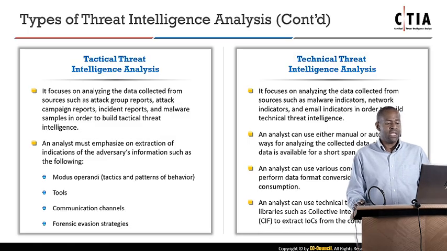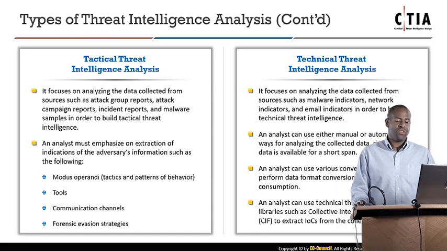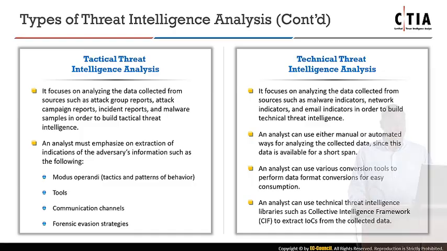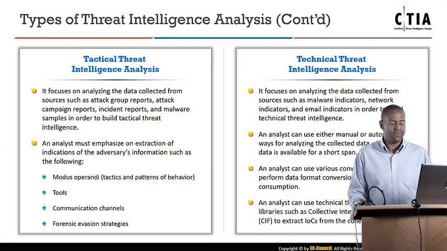Next, we look at technical threat analysis for our intelligence analysis. And we're going to analyze data from sources like malware indicators, network indicators, email indicators. And this is going to, again, help us to build technical threat intelligence. And so we can use manual or automated. And what we'll find is most of this is automated. And what we're going to do is work manually in cases where automation falls short.